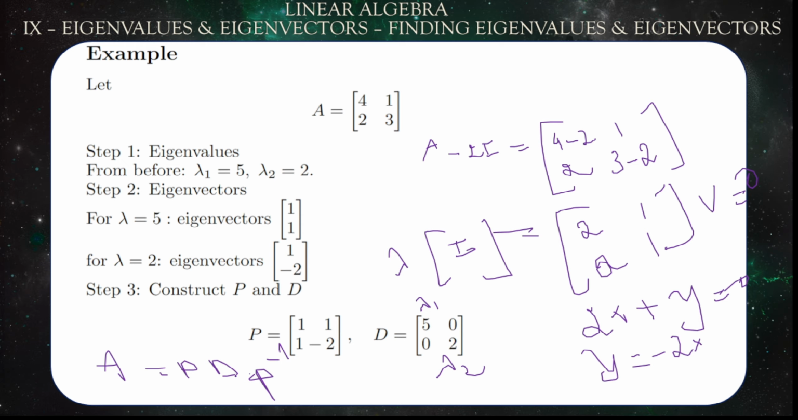Okay, actually we get the solution as being P times D times P minus 1, the inverse of matrix P.